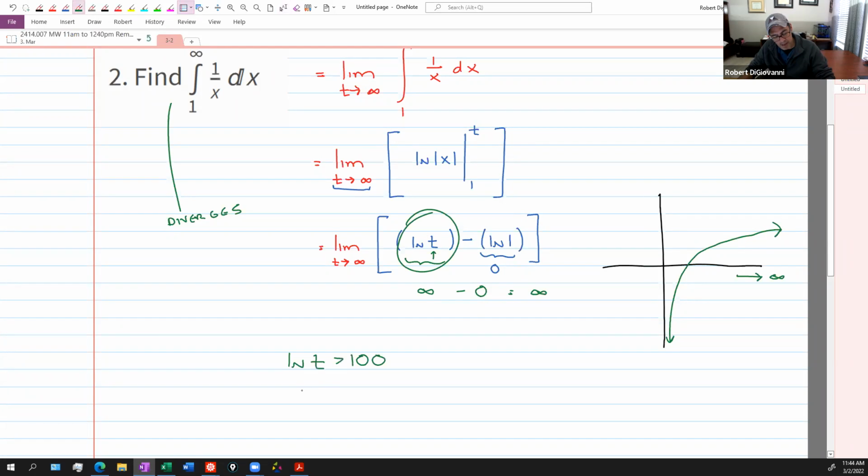And that we can solve by exponentiating with e on both sides. So t bigger than e to the 100th power. Whatever e to the 100th power is, go that far out and the area will be bigger than 100. That's really far though. e to the 100th power is 2.688 times 10 to the 43rd power. So theoretically, yeah. Okay, let's look at another one.